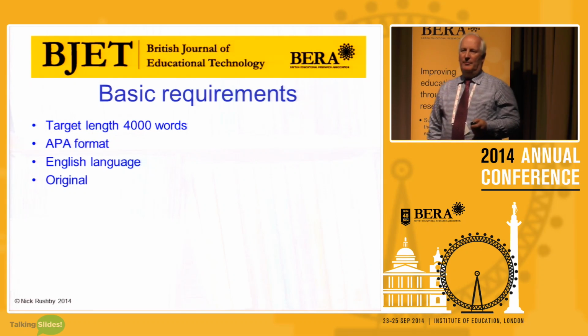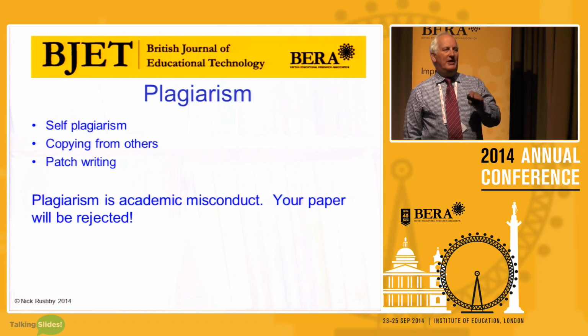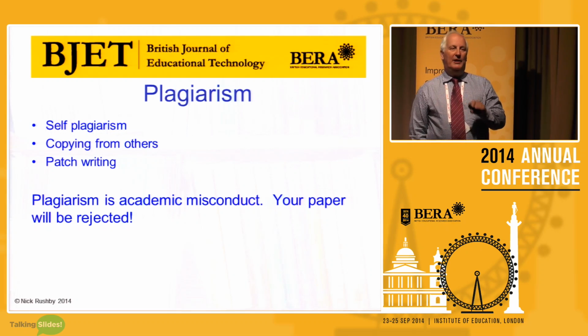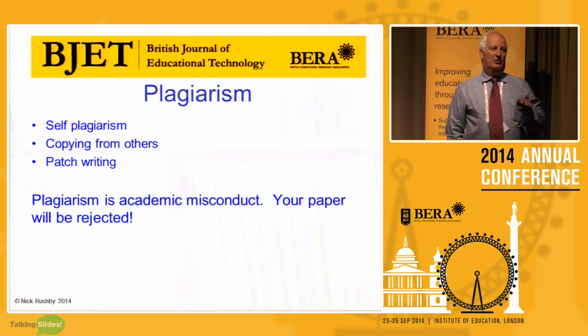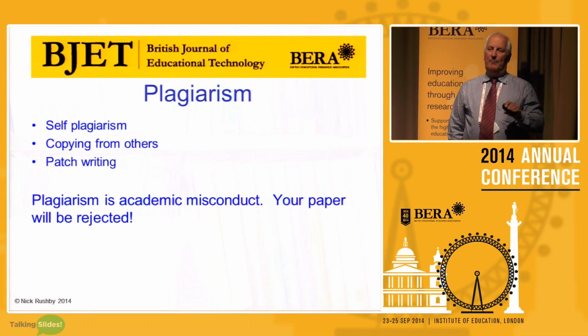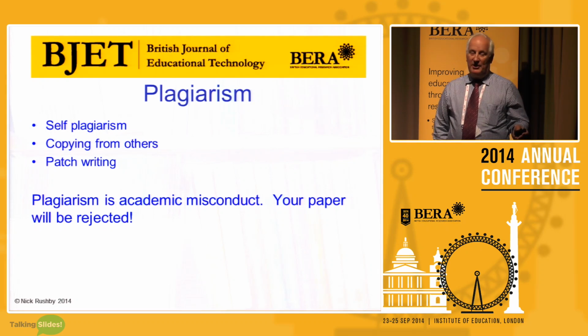English language, given that we're a very international journal, that's a problem for some people. And it needs to be original. Plagiarism is a big problem. Please don't do it. We check every single submission to BJet, and it's one of the main causes for desk rejection. The paper that somebody has submitted is not sufficiently original. There are bits of it that should have been published elsewhere, perhaps by the author, in some cases by other authors. It's academic misconduct, don't do it.